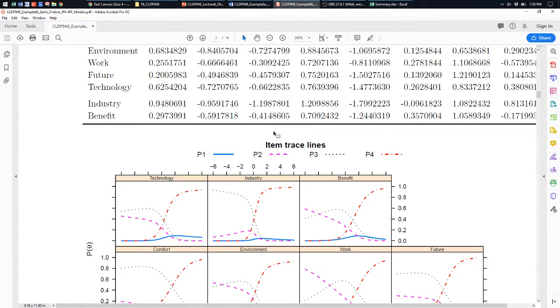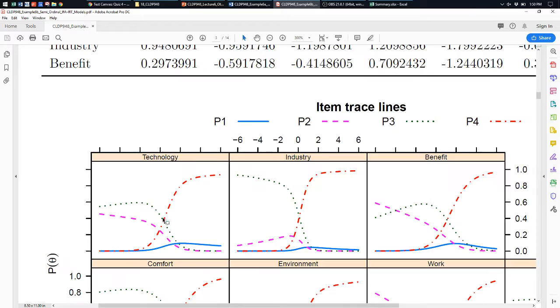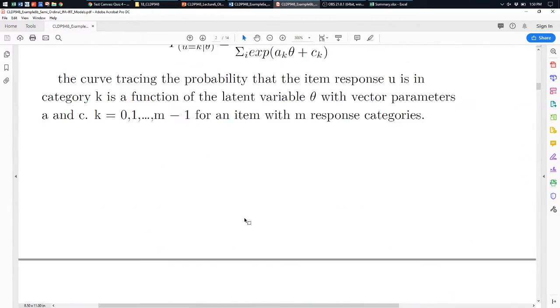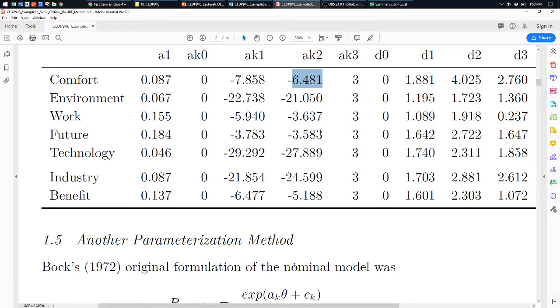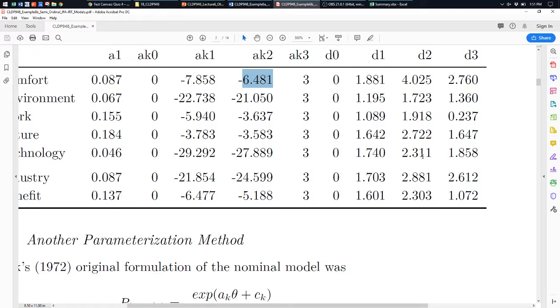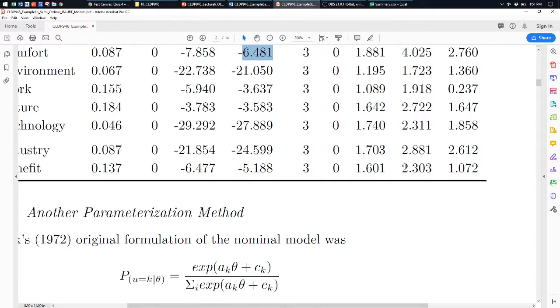So we can see for the technology item, when theta equals 0, category 3 has the highest probability. So d2 for the technology item will be the highest. d2 represents option 3. So option 3 will be the highest when theta equals 0. The probability and the logit will be the highest for option 3.